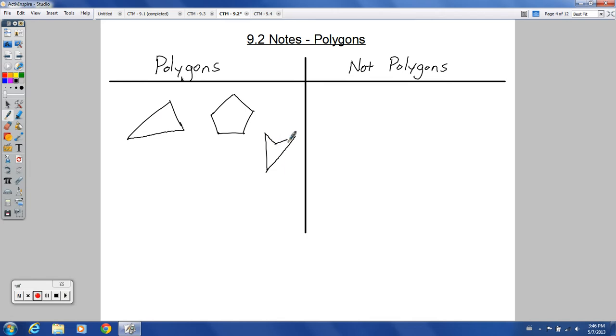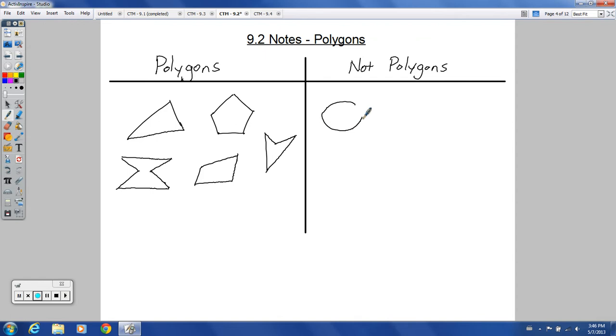Here you can have the parts kind of caving in. We would call those concave polygons. This one, I could draw something like this. This would still be a polygon. That's connected there. Still a polygon. Still all straight sides, and they're all connected right at the endpoints. Here's another one, four-sided.